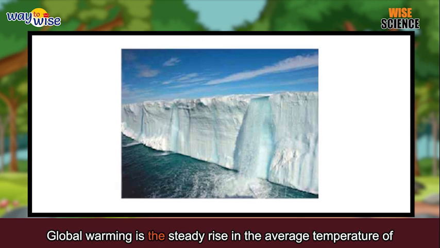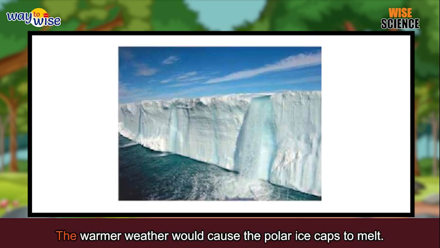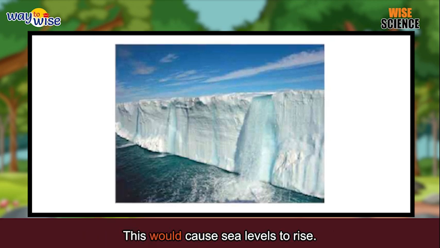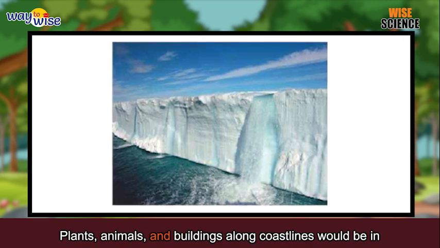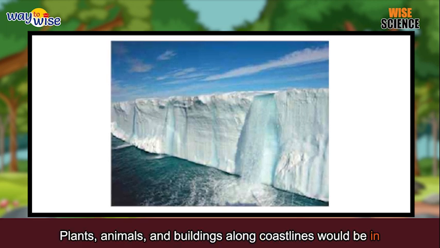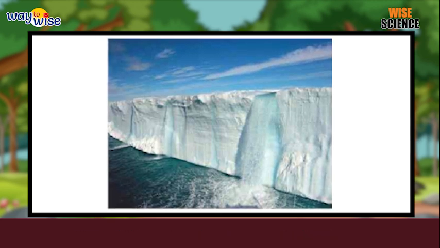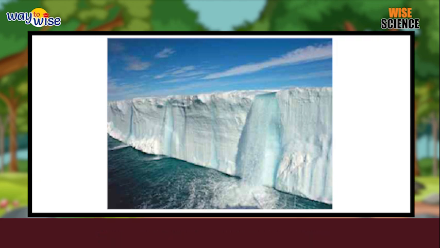Global warming is the steady rise in the average temperature of the Earth's surface. The warmer weather would cause the polar ice caps to melt. This would cause sea levels to rise. Plants, animals, and buildings along coastlines would be in danger. It would also harm the living things on this planet. We must make all out efforts to check the emission of greenhouse gases to save our environment.